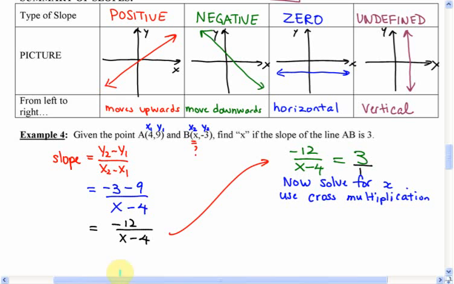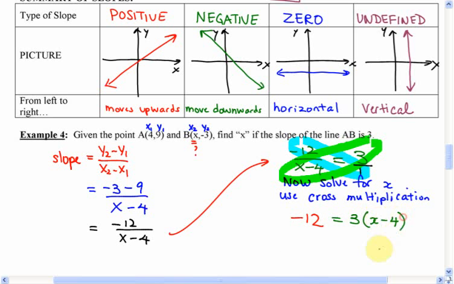So let's go like this. Let's cross this part. What's negative 12 times 1? That's negative 12. Okay, cross the other part. What's 3 times x minus 4? Now here you have to use those algebra things. It's 3 bracket x minus 4. Oh, nasty. How do I get rid of the bracket? Distribute. Thank you.